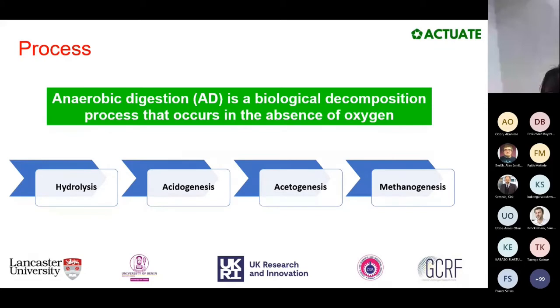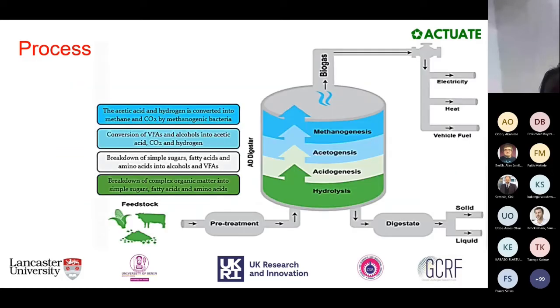Specifically now, to produce biogas, you have a number of steps, actually four steps. The first step is hydrolysis, followed by acidogenesis, followed by acetogenesis, and finally methanogenesis. Now, what happens in each of these steps? The first step is hydrolysis, where the complex carbohydrates, fats, and proteins in the feedstock are broken down into simpler molecules like sugars, fatty acids, and amino acids.